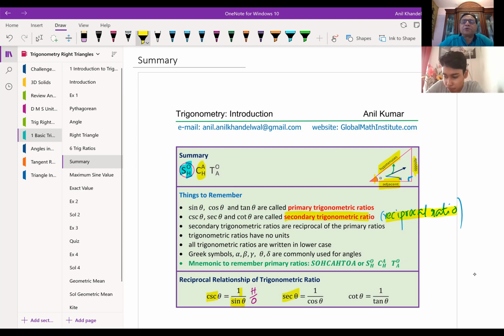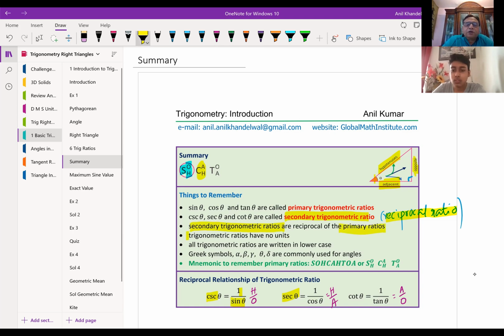Secant theta is the reciprocal of cos theta, and therefore it is going to be what? It is going to be equal to the hypotenuse over the adjacent side. Clear? The third reciprocal ratio is cotangent theta, which is the reciprocal of tangent theta. So tan is opposite over adjacent. This will be adjacent over the opposite side. So these ratios are also frequently used. Perfect. Secondary trigonometric ratios are reciprocals of primary ratios.